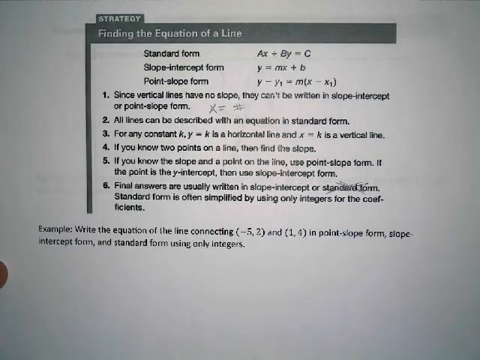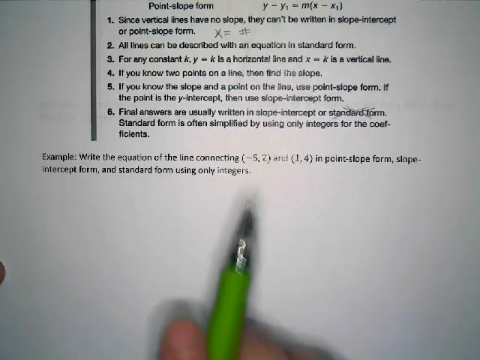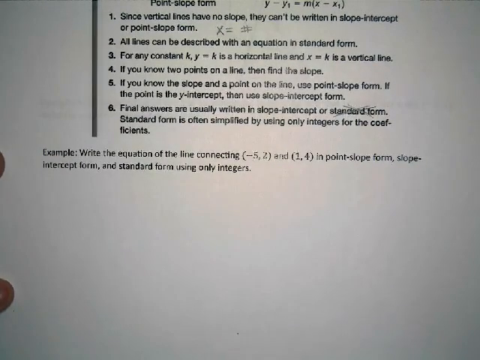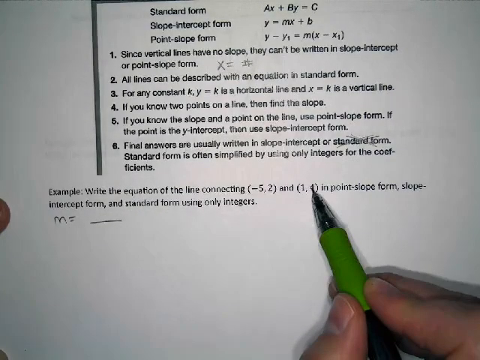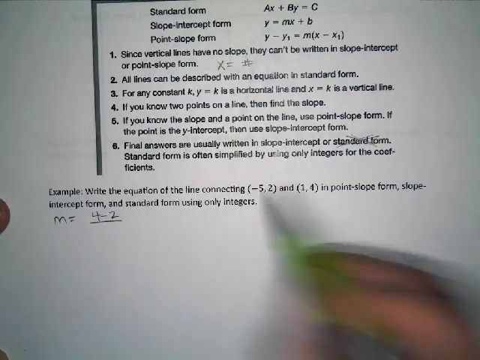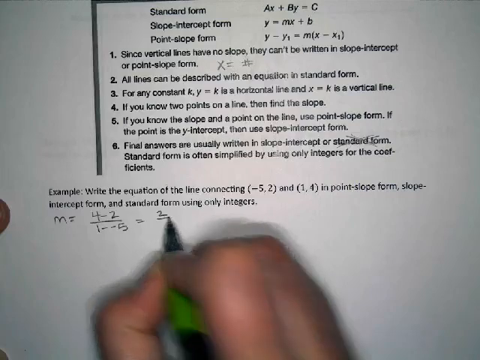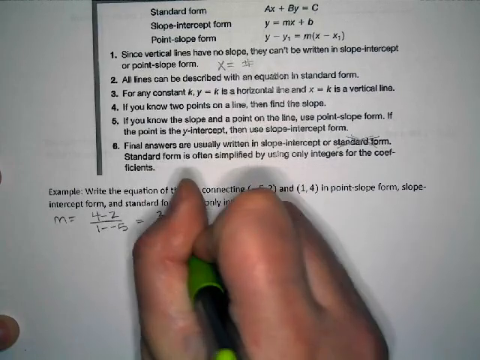Okay, so here, this example is crazy because they want us to write all 3 forms, so you can see the connection between them. The first thing I'm going to do is find the slope, because 2 of the forms need the slope. So I'm going to find the slope between these two points. 4 minus 2 over 1 minus -5. I get 2 on the top, 6 on the bottom, and 2 over 6 simplifies to 1/3. So the slope is 1/3.